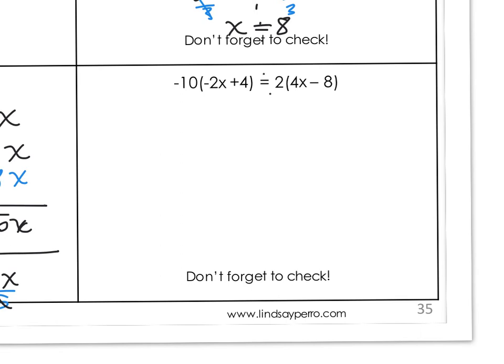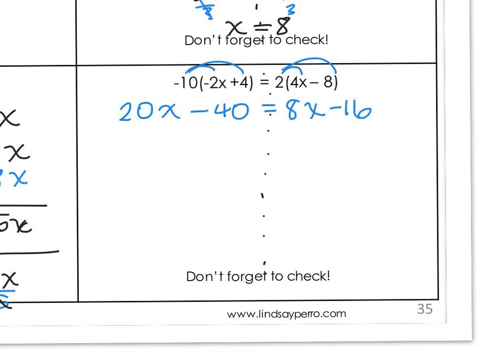So let me draw my fence. Negative 10 times negative 2x is positive 20x. And negative 10 times positive 4 is negative 40. Equals, here I've got positive 2 times 4x is 8x. And 2 times negative 18 is negative 16. No like terms, so I just need to decide which one I'm going to move. 8x is the least coefficient, so subtract 8x on both sides.